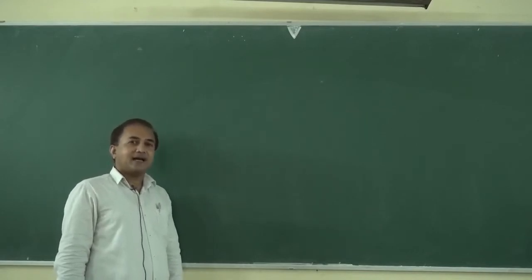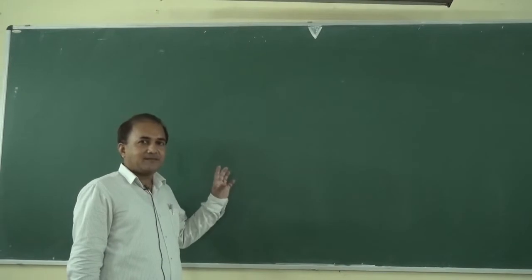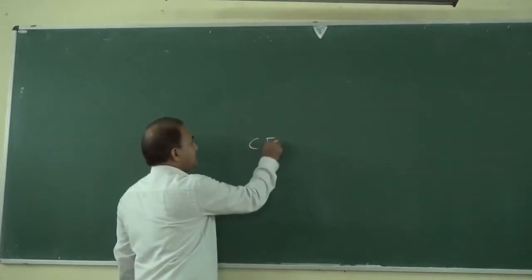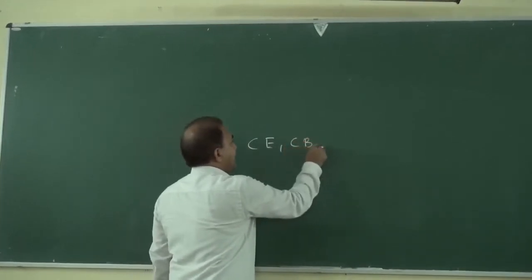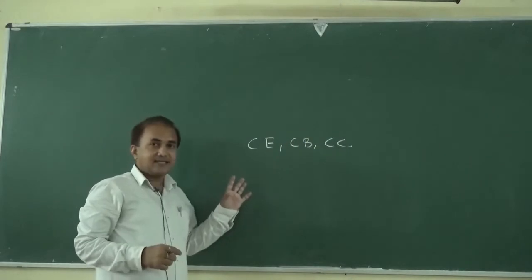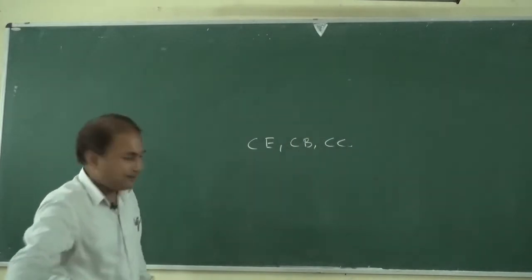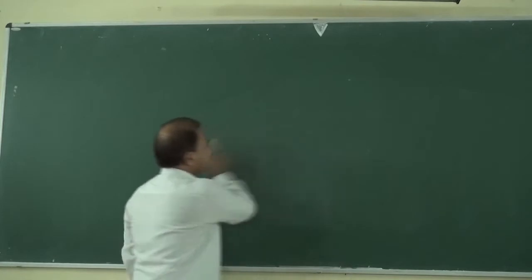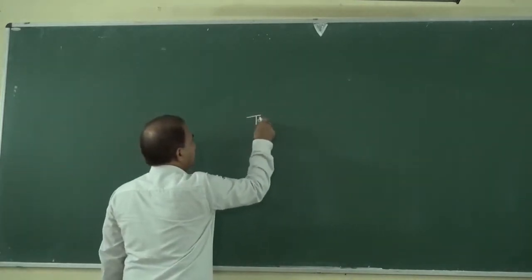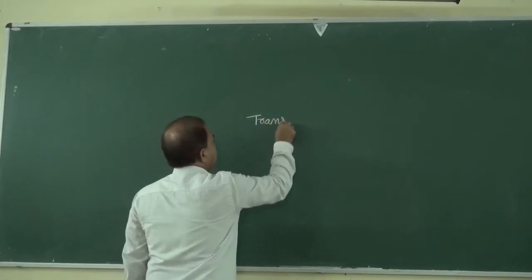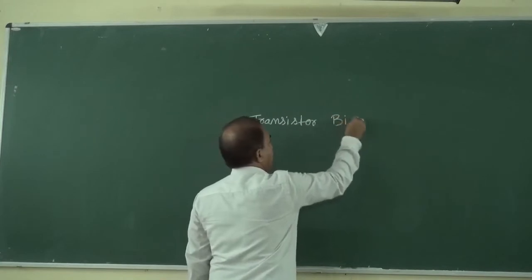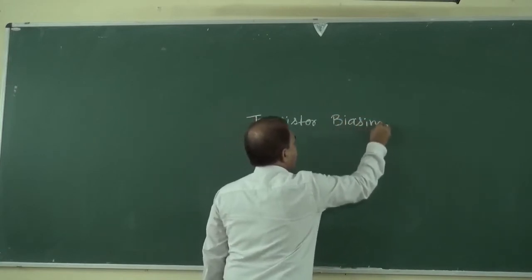In the previous class I taught you about three types of configuration in BJT transistor, that is common emitter, common base and common collector. Now in this class I will teach you about transistor biasing.